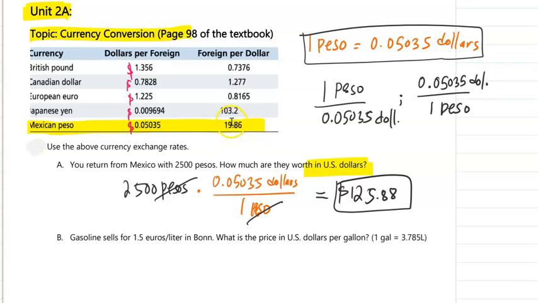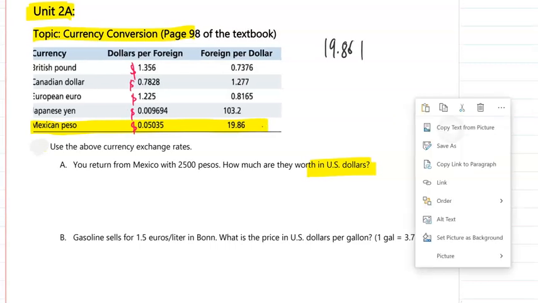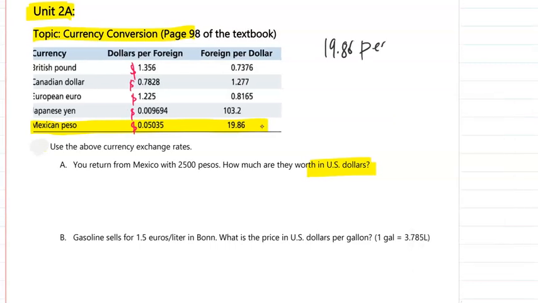Again, if you want to use the other equation from here, you can also do that. Let me do this 19.86, how I use this one to find the answer. The foreign per dollar for Mexican peso is 19.86. What does that mean? That means 19.86 peso equals $1. That's what it means.